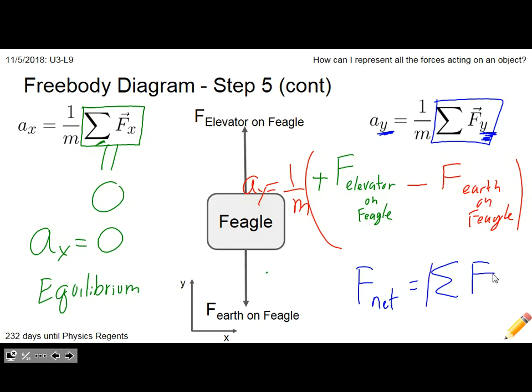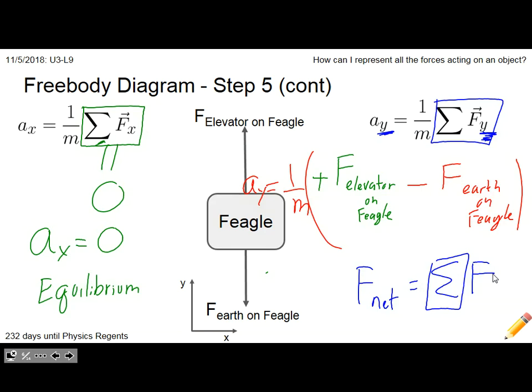I like to write it this way because I think it makes it clear that you need to add up everything. Sometimes people want to do net force and just pick one of the forces, and that's not the full story. Or they think it's just adding 2 forces, but it could be adding 3 or 4 or 5. I like the sum because it's like, just add everything up.